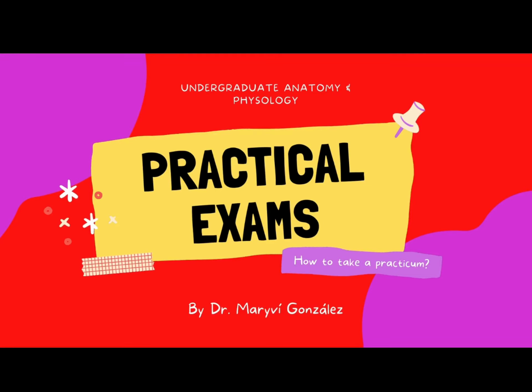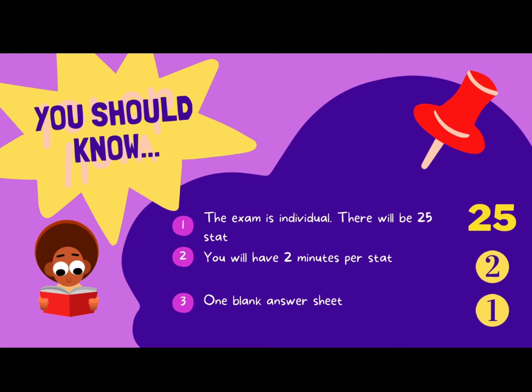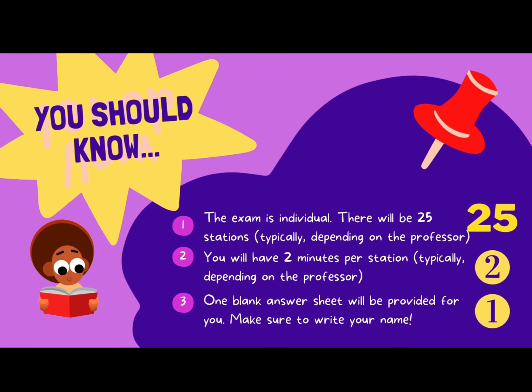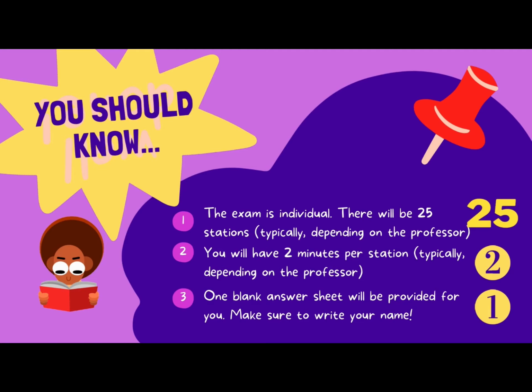How to take a practical exam for anatomy and physiology. First is that the exam is individual and there will be 25 stations, typically, depending on the professor. Second is that you will have 2 minutes per station, also depending on the professor. And thirdly, you will have one blank answer sheet provided for you, and make sure to write your name.